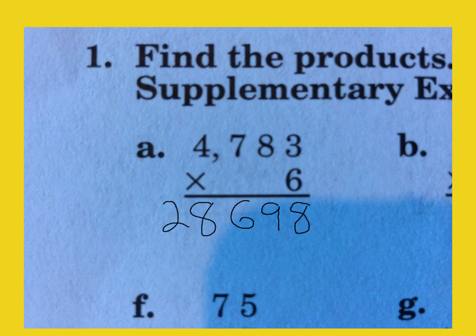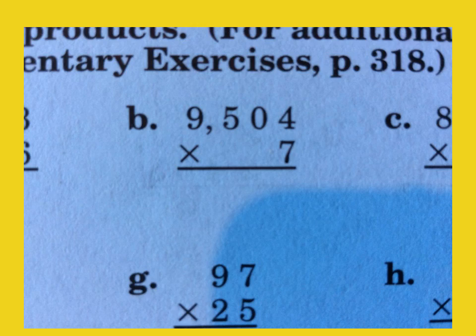So we get an answer of 28,698. Circle your answer, 28,698. B, we'll do the same thing. We'll do a spray, 7 times 4, 7 times 0, 7 times 5, and then 7 times 9.